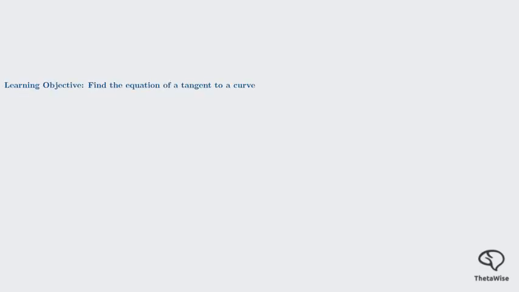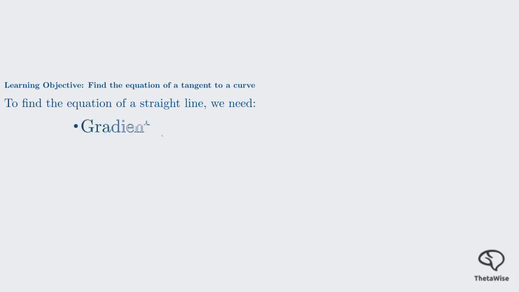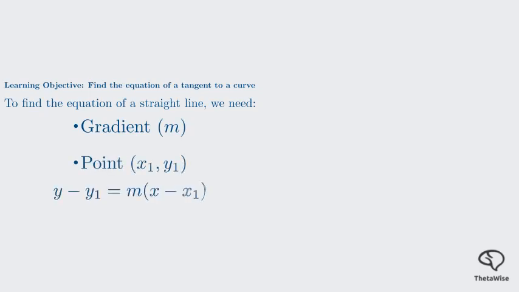Notice how we use the derivative as a tool to find a specific numerical slope. Now that we can find the gradient, let's move to our next objective, finding the full equation of that tangent line. Remember, a tangent is a straight line. To find the equation of any straight line, we need two things: its gradient, which we call m, and a point that it passes through, which we'll call x1, y1. We use the point gradient formula shown here. Let's apply this to a past exam-style question.